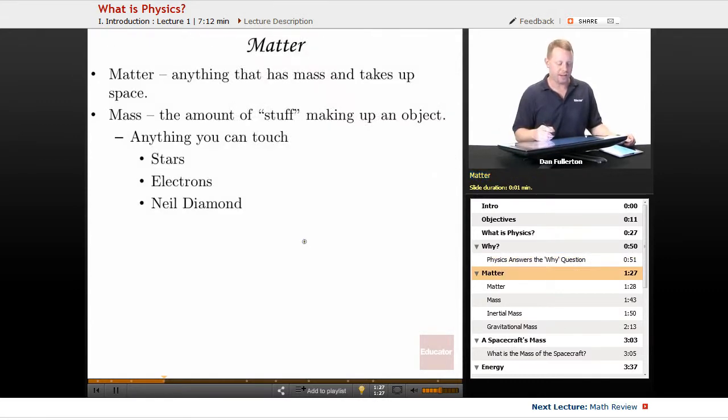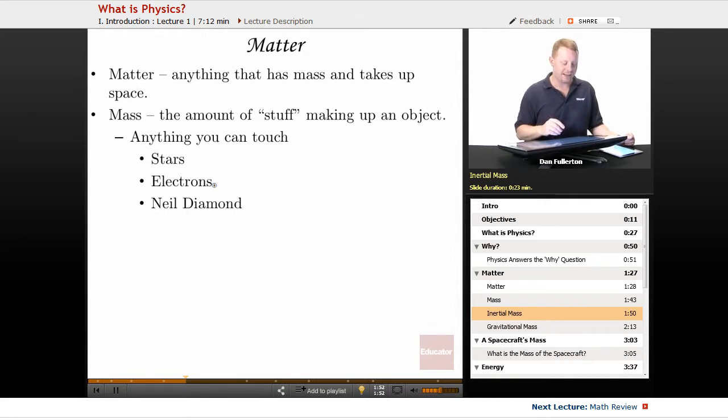So let's start by talking about matter. Matter is anything that has mass and takes up space. You could also think of it as the amount of stuff making up an object. Anything you can touch is matter, whether it's stars or electrons or even Neil Diamond. Now, as we talk about matter and mass, oftentimes we'll use them interchangeably. Matter is the stuff. Mass is the amount of stuff making up the object.